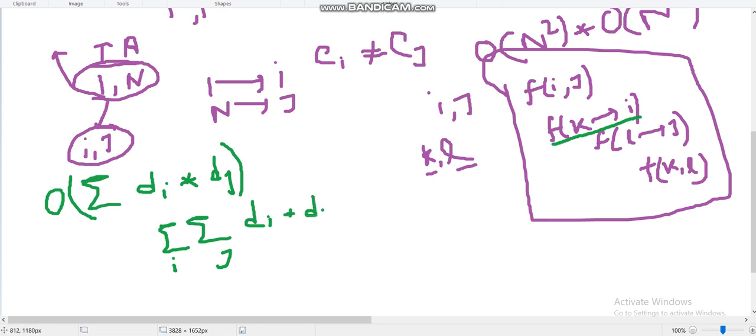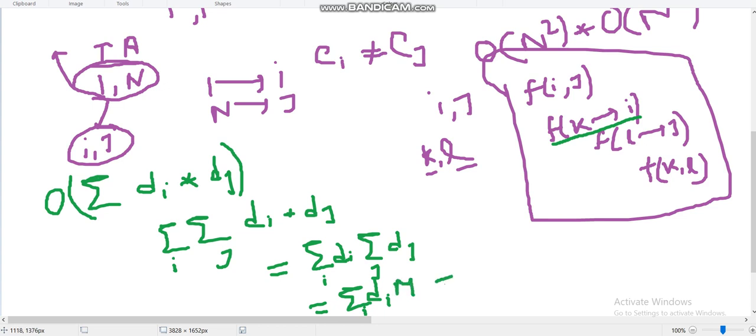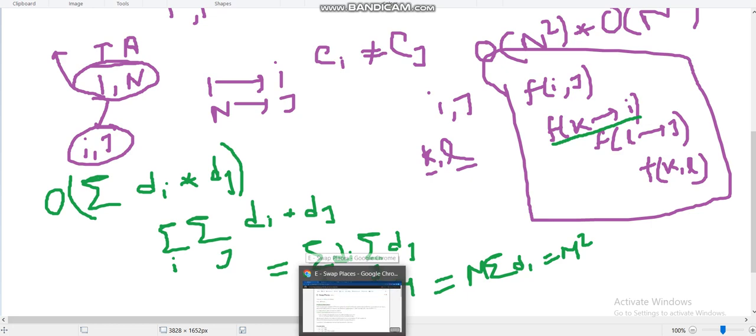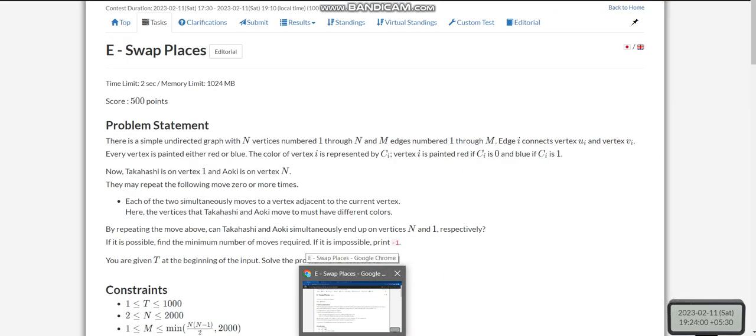Now summation of di into dj, so let's take di out. Now this is summation of di into summation of dj. What is summation of dj? Summation of dj is nothing but m, the number of edges. So this is summation of di into m. Now what is summation of di? The summation of di is again m, so m into m. So the overall time complexity for each test case is order of m squared.